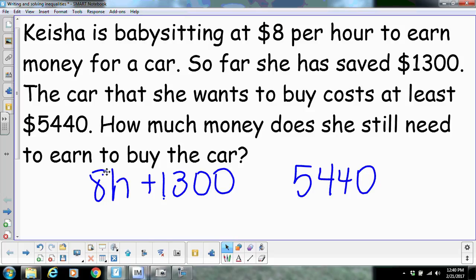So this side needs to be greater than 5,440. Now, she needs to have more than the car is worth. So if the car costs 5,440, she's got to have more than that. So Keisha needs to have more than what the car value is. Okay? Now, at least means could it equal 5,440? Yes. So it's greater than or equal to.